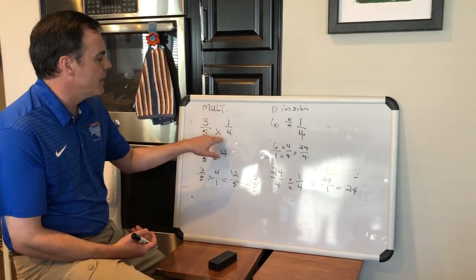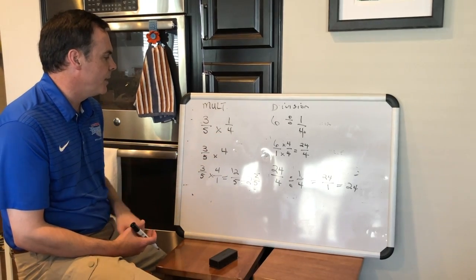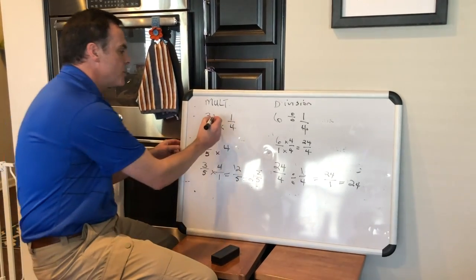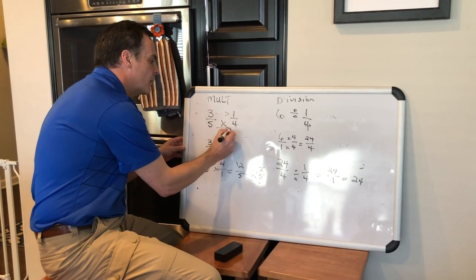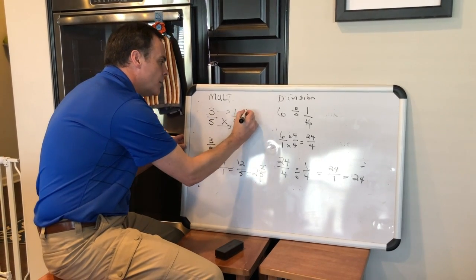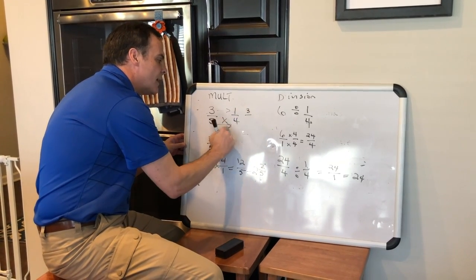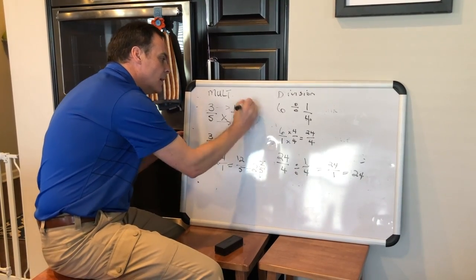When you're multiplying a fraction by a fraction, it's generally pretty simple, where you will just multiply straight across. So in this case, 3 times 1 would equal 3, 5 times 4 would equal 20, and that's how you would do that problem.